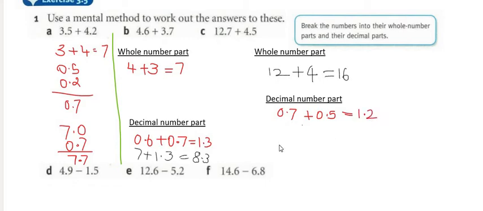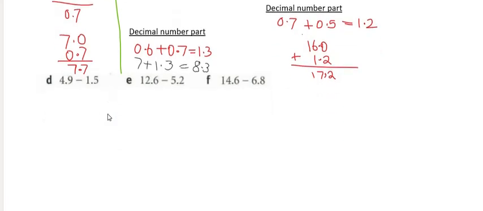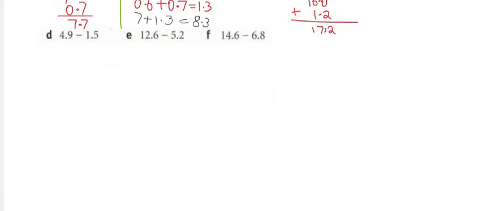So we are going to add the whole number part and the decimal part here. The whole number part is 16.0, and the decimal part is 1.2 after addition. So we add them now, and you get 17.2. This is the way of adding decimal numbers using the method of breaking the whole number and the decimal number parts. And now we are going to proceed to the subtraction of numbers.